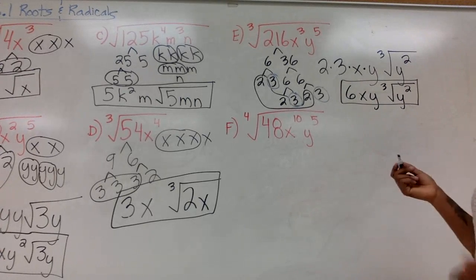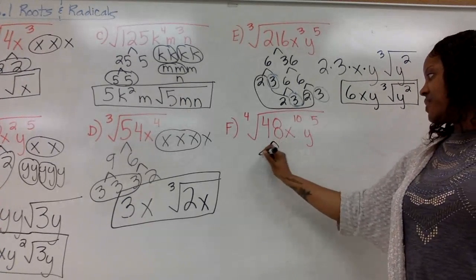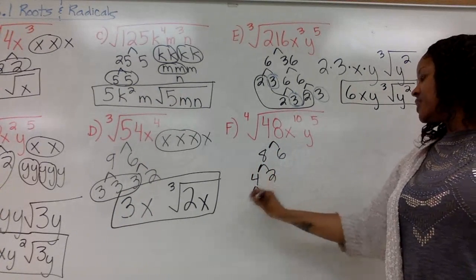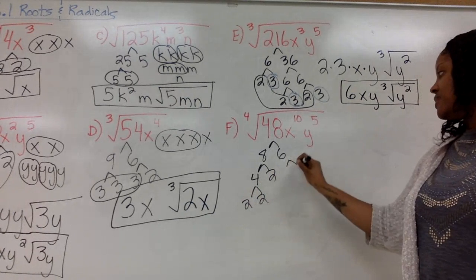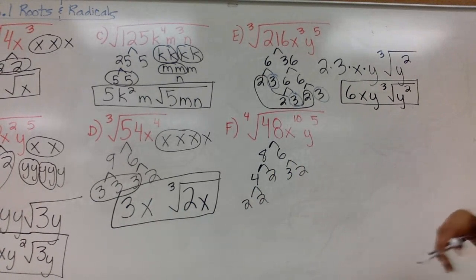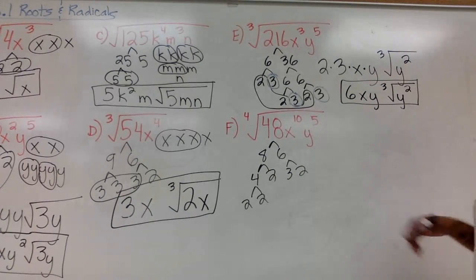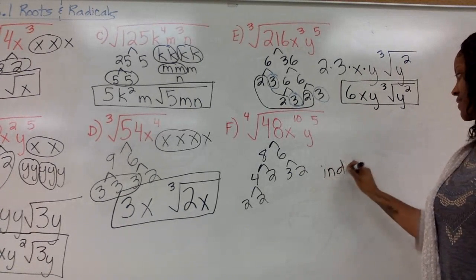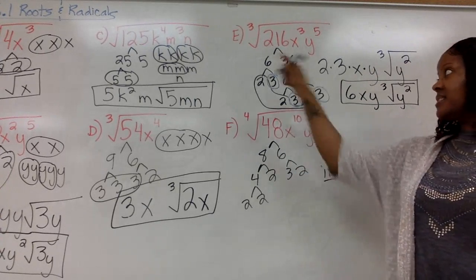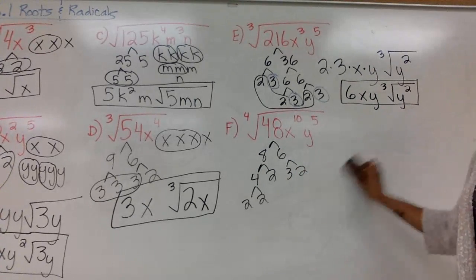And the last one, we're going to break down 48. Lots of things give me 48. I'm going to do 8 and 6. 4 times 2, 2 times 2, 3 times 2, and I believe that's it. Let's check and see what our index is. I don't believe I've written it out, but index is the number on the outside, so that's called your index. So let's check what my index is.